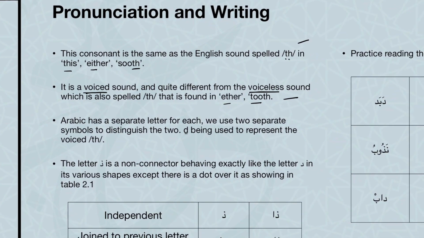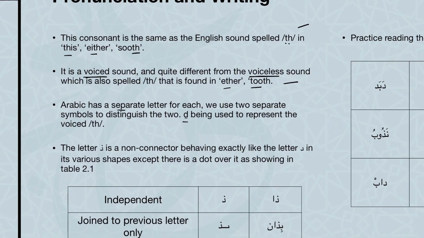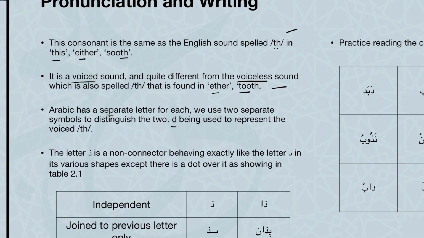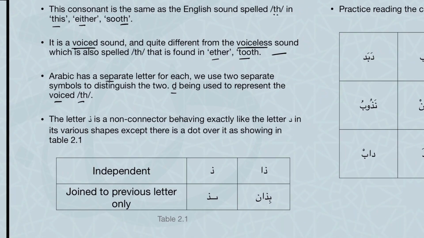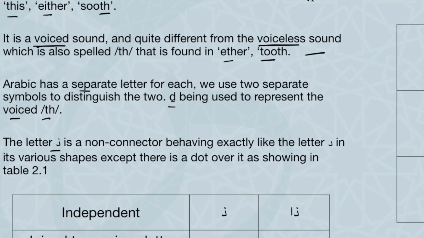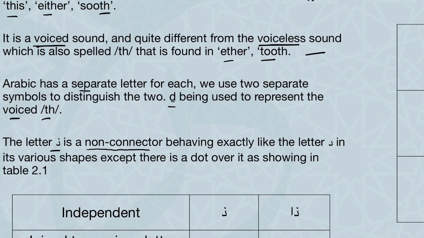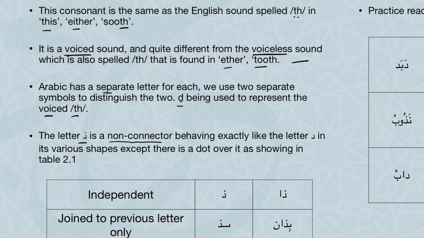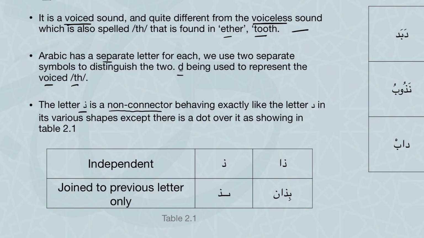Now, fortunately, Arabic has a separate letter for each sound. We use two entirely different symbols to distinguish between the two sounds. The dhal here presents the voiced "the", not the unvoiced "th". It also shares the same feature as the letter dal, that it's a non-connector. So it means that it cannot connect to anything that's after it. The only difference is there is a dot over the letter.